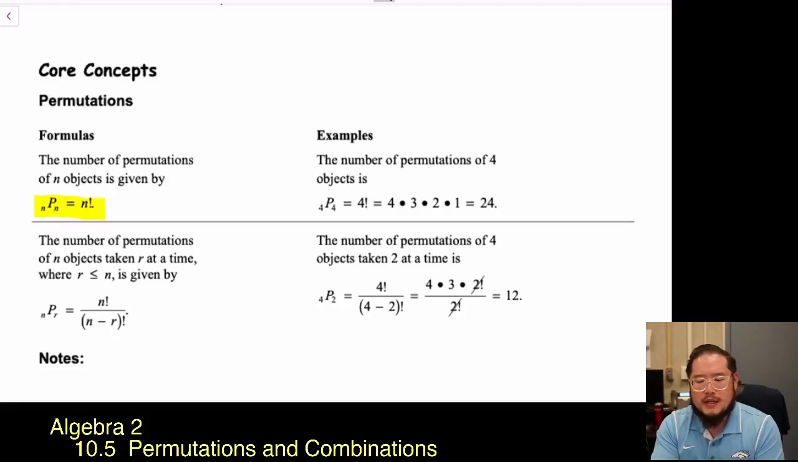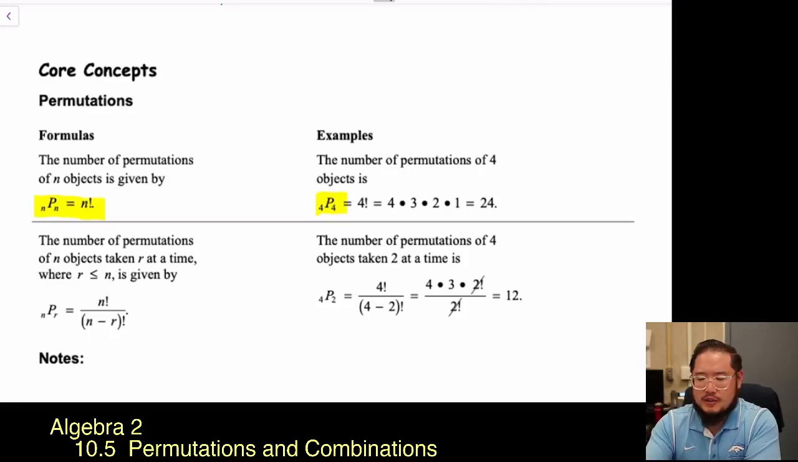The number of permutations of n objects, if they happen to be the same. So if you look right here, see how the subscript 4 and the subscript 4 after the P are the same. If that's the case, what does that mean? It's going to be that number, whatever n happens to be, factorial.